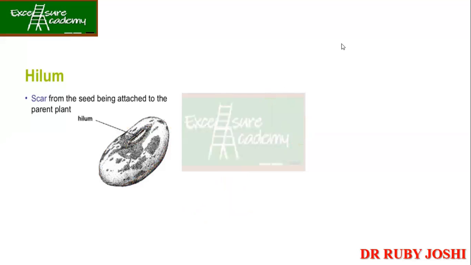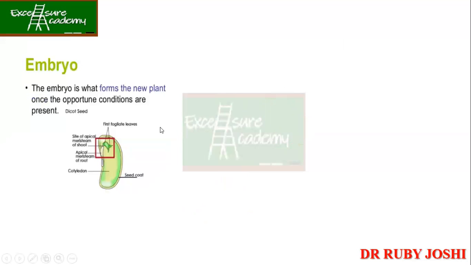Now the embryo. The embryo is what forms the new plant later, once the opportune conditions are present. What are the opportune conditions for a seed to develop into a new plant? What are the conditions at which the embryo can develop into a new plant?